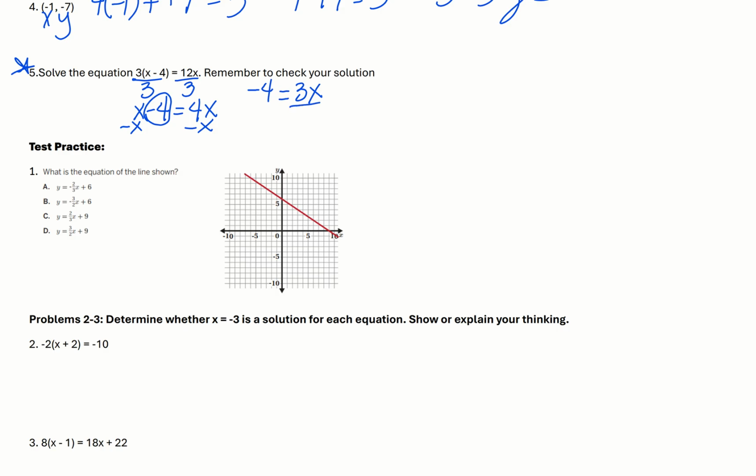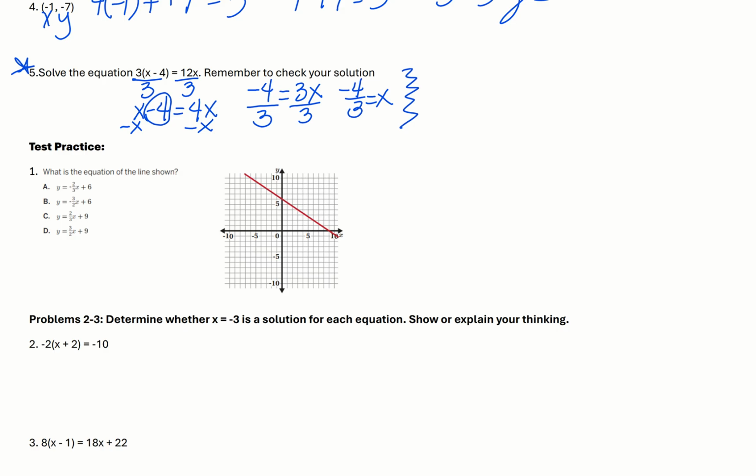And then I'm going to divide by 3, because I need to get that x by itself. And I can leave it like that. Negative 4 over 3 equals x. Okay, so that's one way you could do the equation. I'm going to actually show you another way.